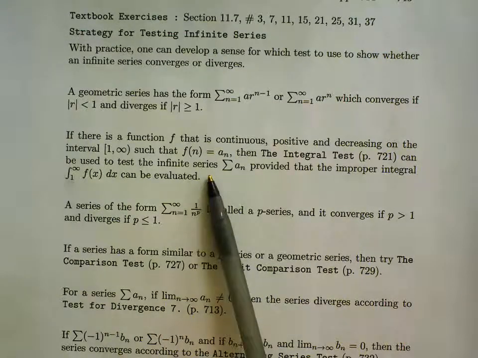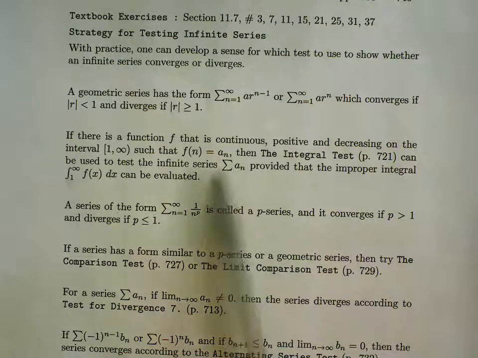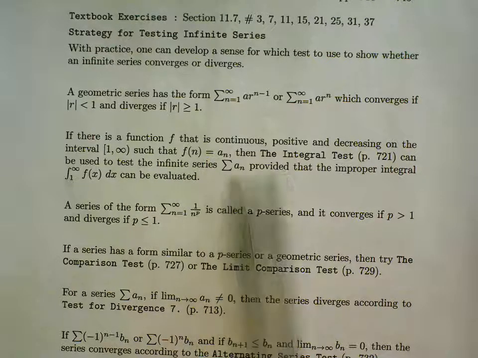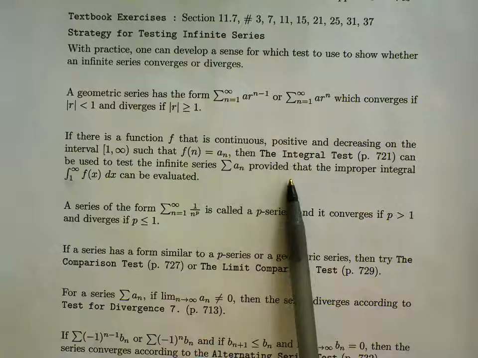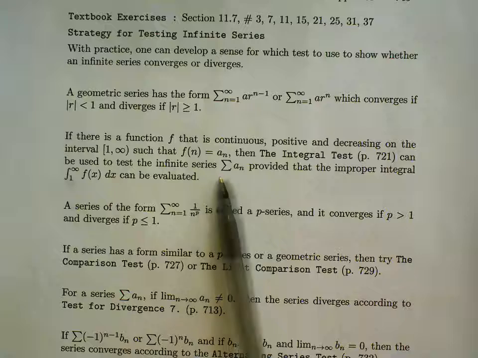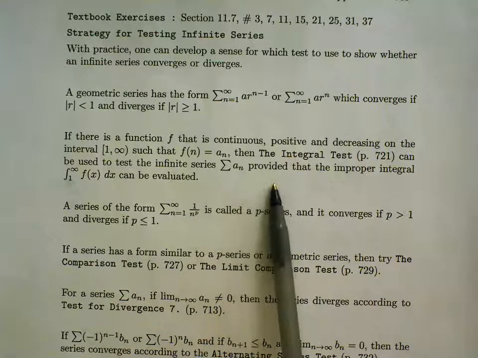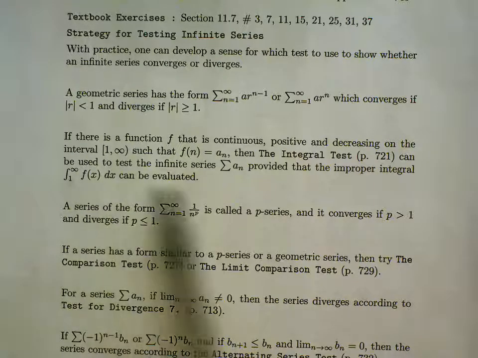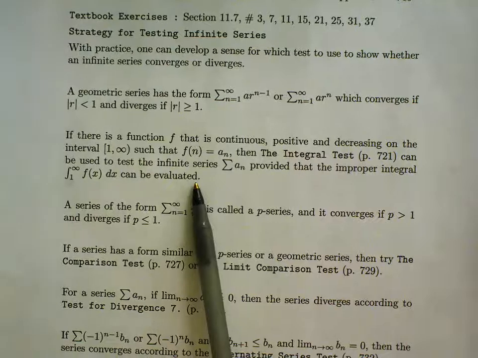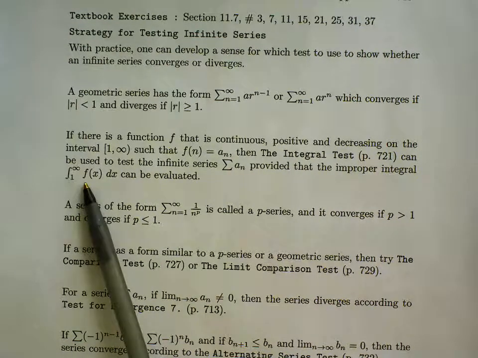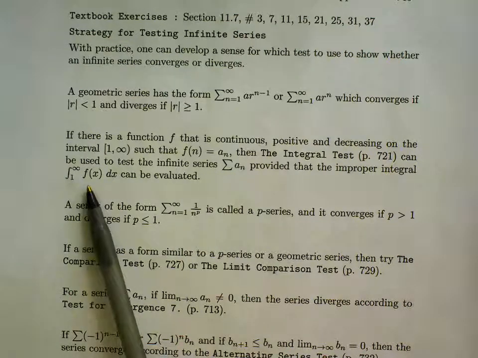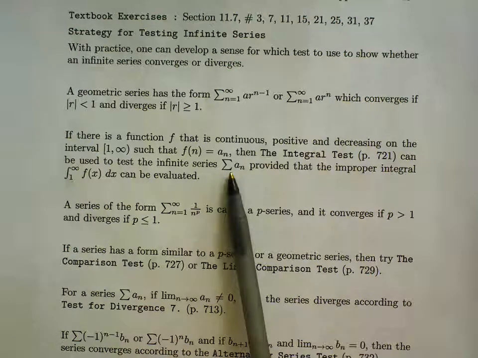If there is a function f that is continuous, positive, and decreasing on the interval from 1 to infinity, such that f of n is equal to a sub n, then the integral test can be used to test the infinite series of the a sub n terms, provided that the improper integral of f of x dx from 1 to infinity can be evaluated. So if the improper integral converges, then so does the infinite series. And if the improper integral diverges, then so does the infinite series.